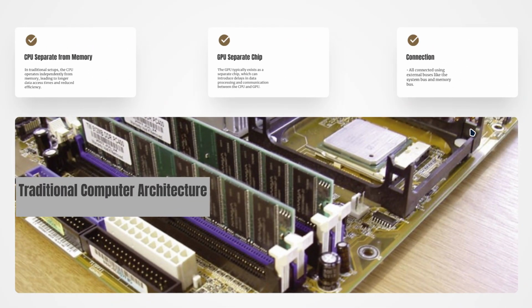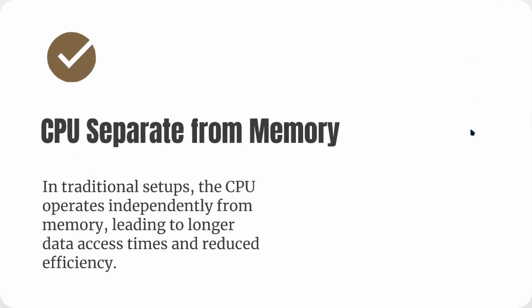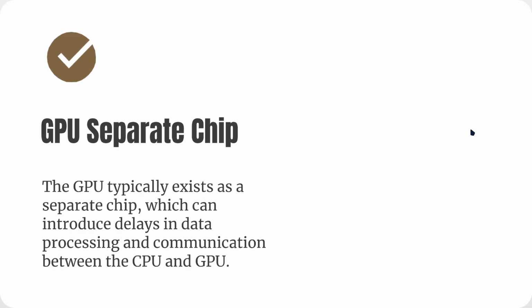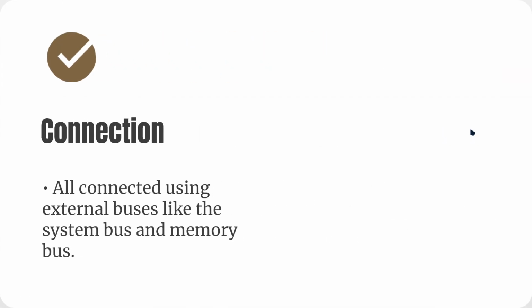Before smartphones, computers followed the classical CPU architecture, which means the CPU on one chip, the RAM on separate modules, the GPU on another, and they were all connected using external buses. This follows the von Neumann model, which is one path between the memory and the CPU via the data bus.